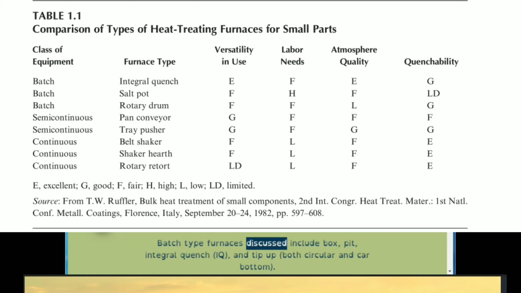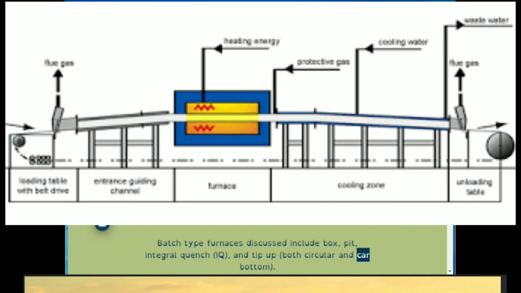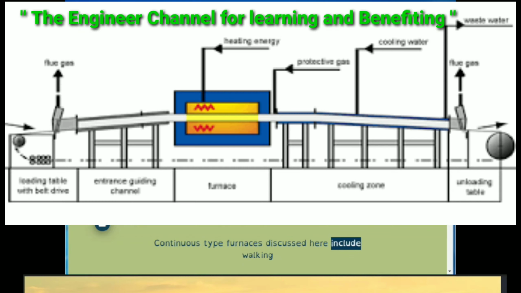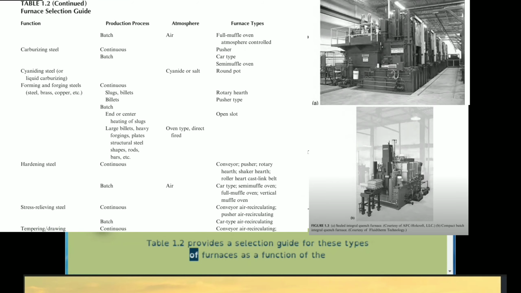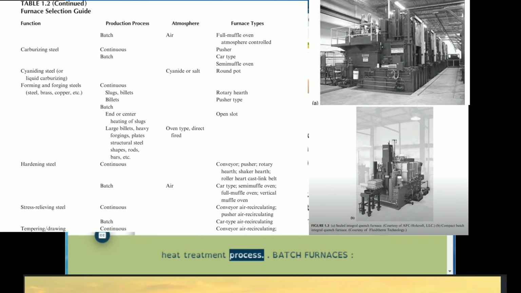Batch-type furnaces discussed include box, pit, integral quench (IQ), and tip-up, both circular and car-bottom. Continuous type furnaces discussed here include walking beam, rotary hearth, pusher, roller hearth, conveyor, shaker hearth, screw conveyor, and rotary retort. Table 1.2 provides a selection guide for these types of furnaces as a function of the heat treatment process.